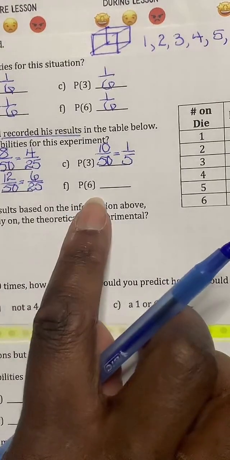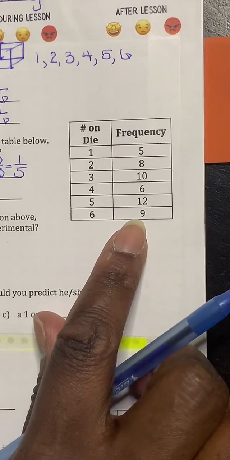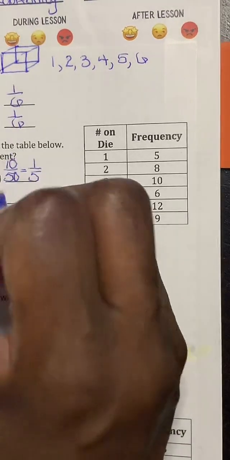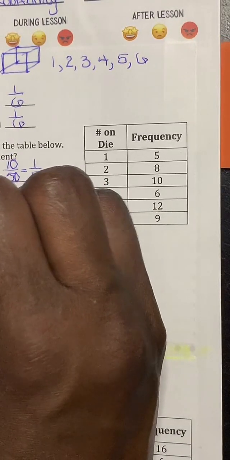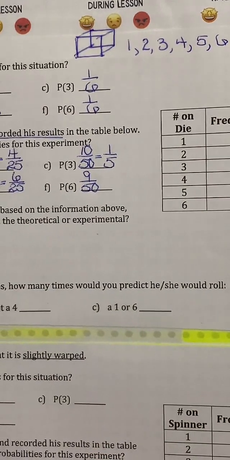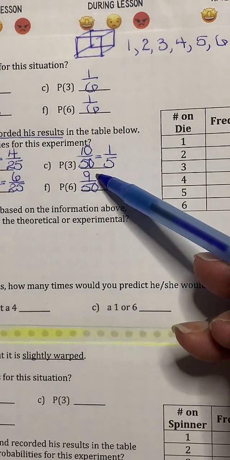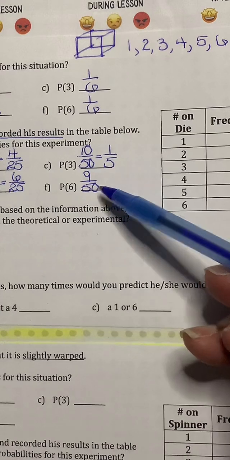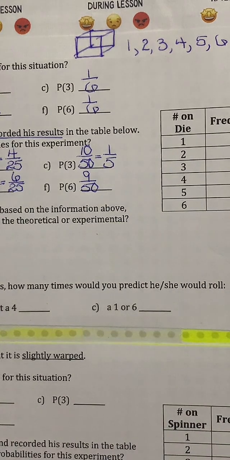All right. So now, the probability of getting a 6. It's a 9, so 9 out of the 50 rolls. Since it's 9 out of 50, and one's odd and one's even, it won't be able to be reduced. So we're just going to keep it.